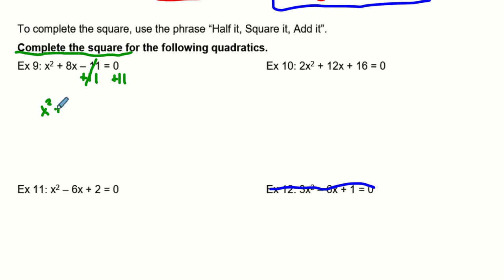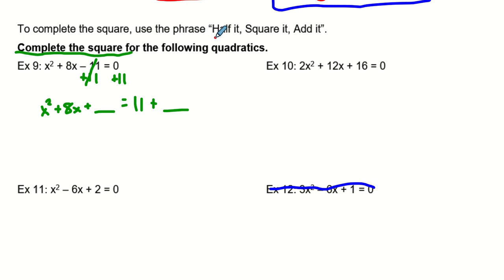plus 8x. Now, when you're doing this, you're going to leave a space here. So I'm actually going to put plus blank, and you'll see why in a second, equals the 11 over here. But then I'm also going to put another plus blank. And the plus blank is actually what the completing the square part is going to be. So all we've done is added 11 to both sides. And now we're going to complete the square.